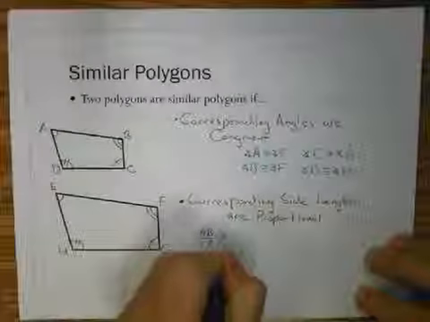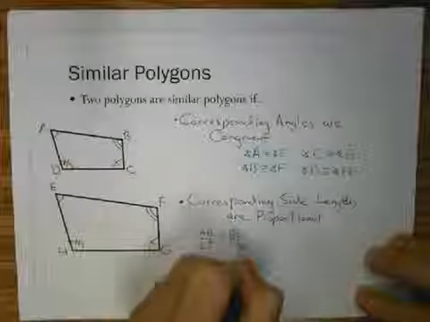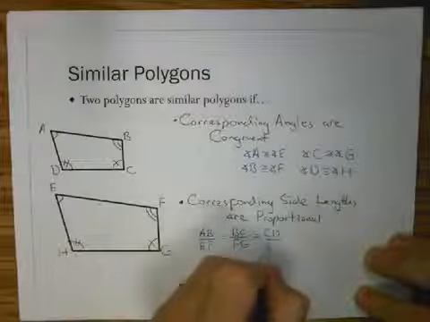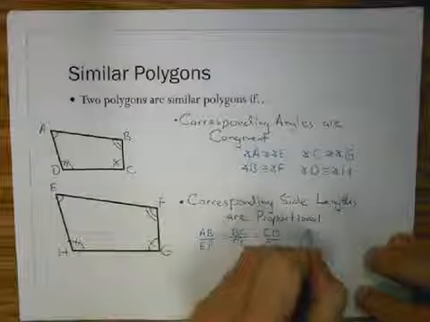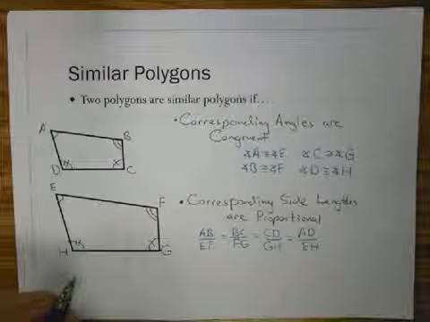So AB matches with EF, BC, FG, CD, GH, AD, EH.